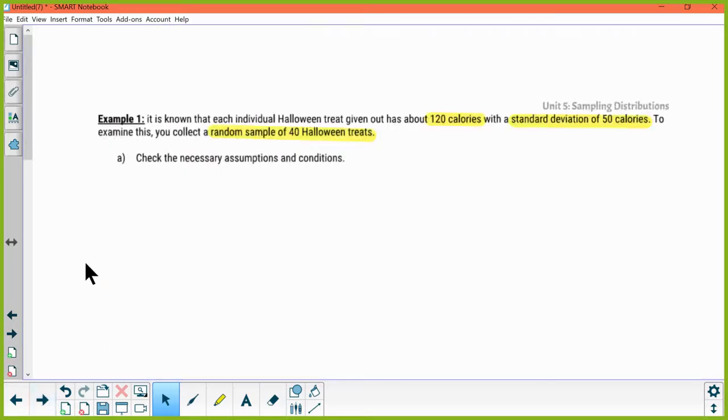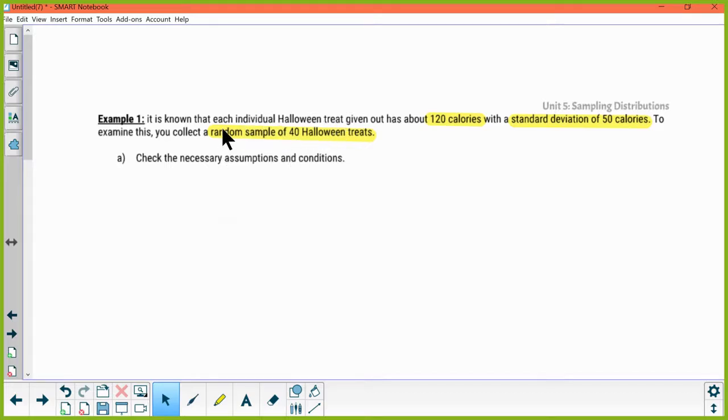For example 1, it is known that each individual Halloween treat given out has about 120 calories with a standard deviation of 50 calories. To examine this, you collect a random sample of 40 Halloween treats. So notice that they've given us a mean and a standard deviation for an individual Halloween treat. So this is going to tell me that when I'm going to build my distribution for a sample of 40, I need to make sure I'm calculating my standard deviation based on the fact that I have a sample of 40 and not just an individual treat.